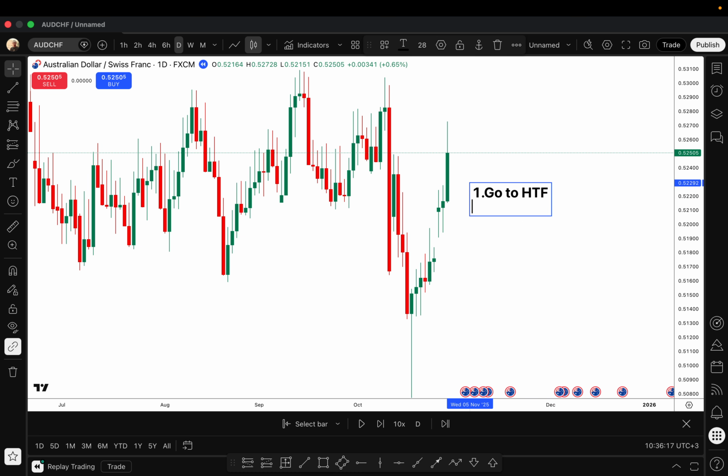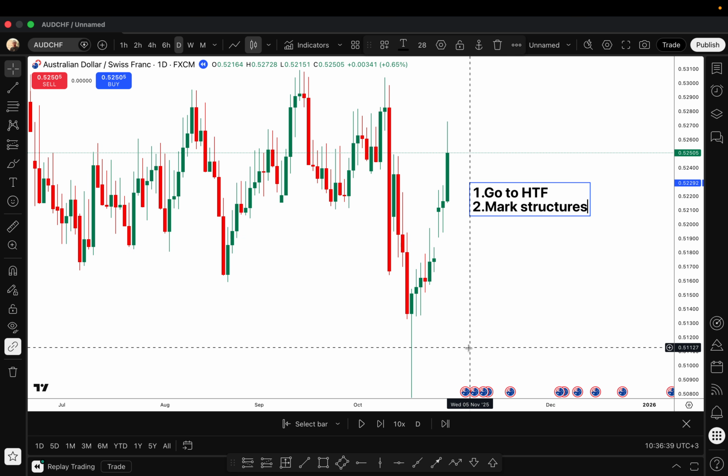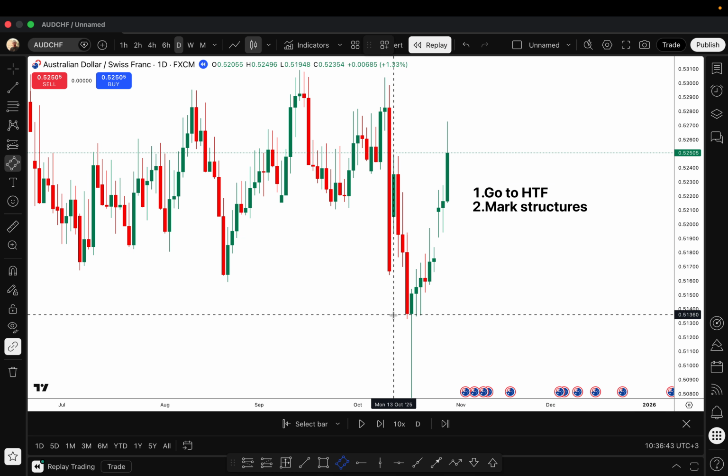So rule number 2, mark structures on the daily time frame. What are the structures you're marking? You're marking support and resistance. You're marking any demand and supply zones that we can see on the daily time frame or on your high time frame. So I'm going to mark support, because I can see an open area of support here like that.